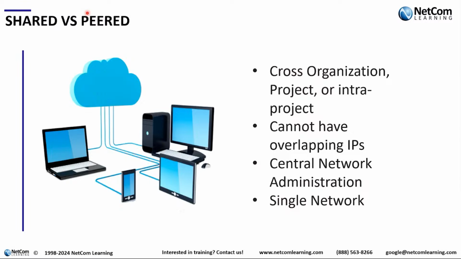So my peered VPC might be a familiar idea. Peered is great because whether we're going across organizations or projects, or across multiple networks within a project, we can create a peering connection. Now, this peering connection does have some limitations. We cannot have overlapping IPs. We have to make sure that the two networks we want to peer don't have any overlap. Now, this allows us to have kind of the separation.